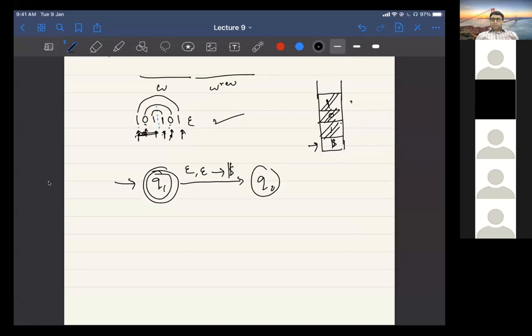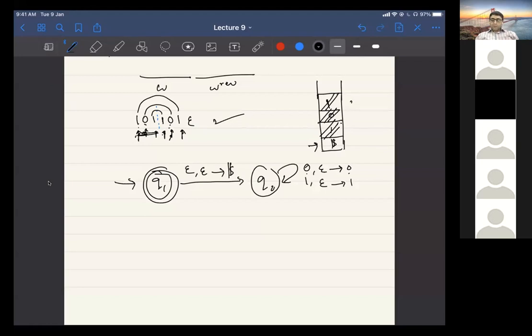In state Q2, if the machine reads zero, don't look at what is on the stack, just push zero. When you read zero, push zero, okay? And when you read one, push one. So there are two transitions here. Either you can draw two arrows or two loops, or you can draw one loop and write both these transitions together. These are two transitions, not one transition. One transition is for reading zeros, and the other transition is for reading ones.